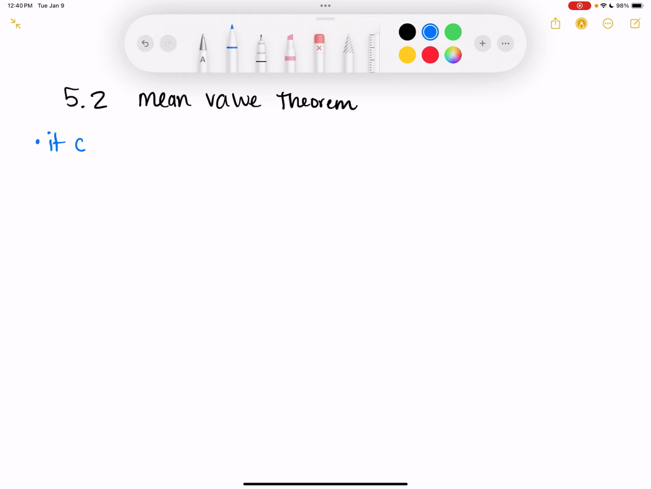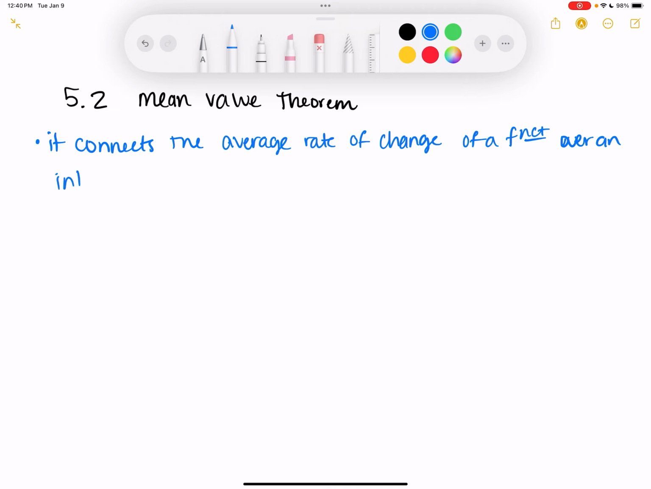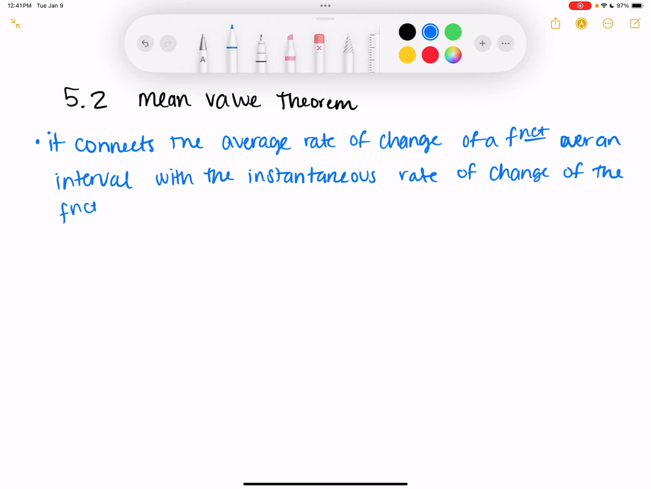So it connects the average rate of change of a function over an interval with the instantaneous rate of change of the function at a point within the interval.